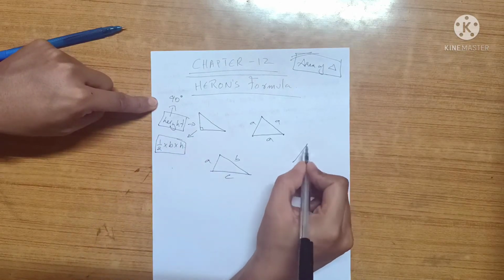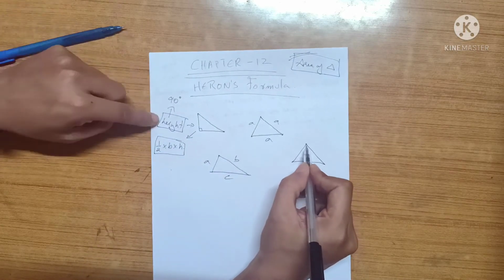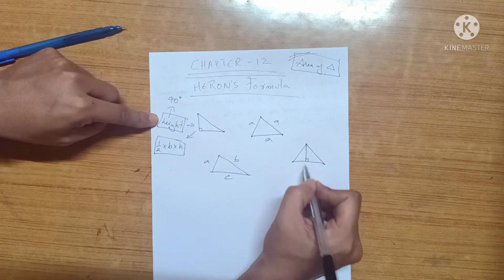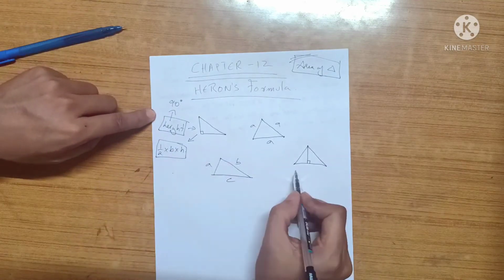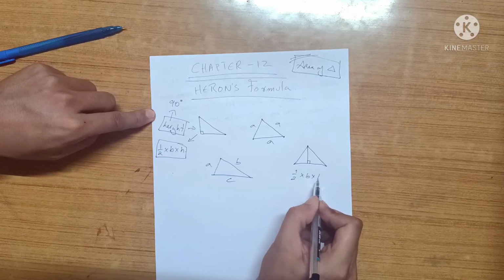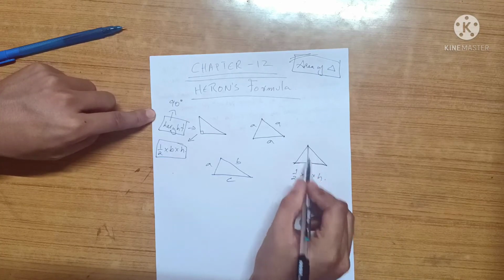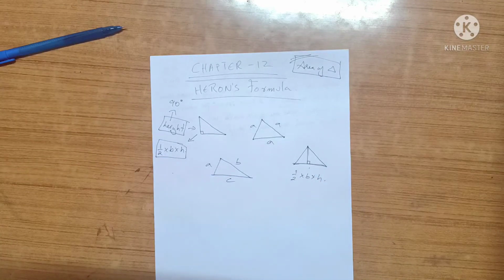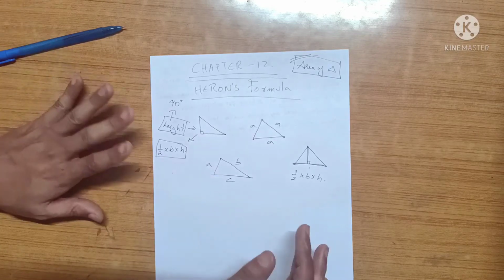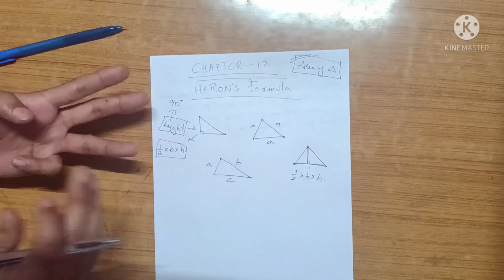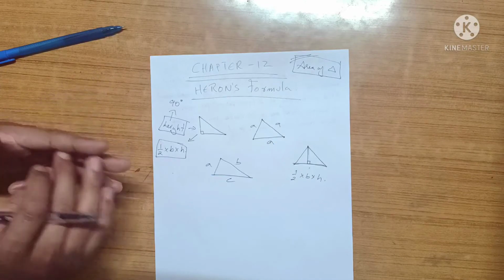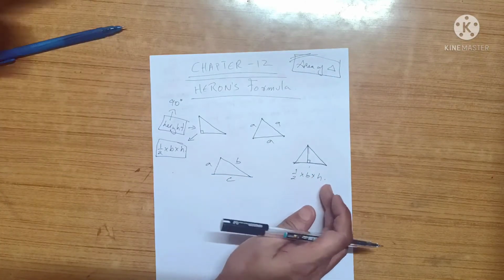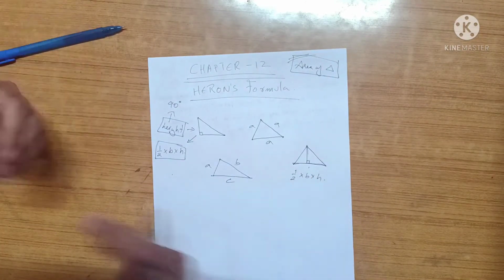If it's a triangle that's not right angled, but they've given us a 90 degree height, we can still use this formula, half into base into height, to find the area if you know the base and the height. Got it? So that's one way to find the area of a triangle. There are only three ways to find the area of triangles. One is half into base into height, which is the most common, which you already know.